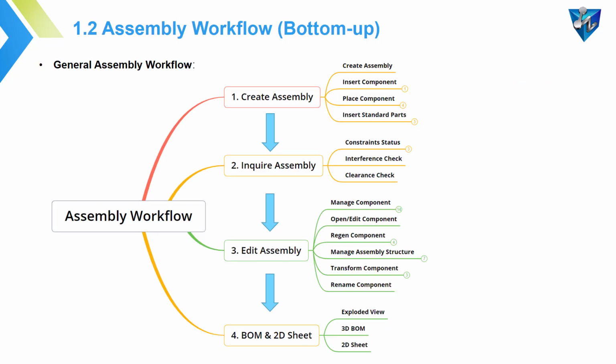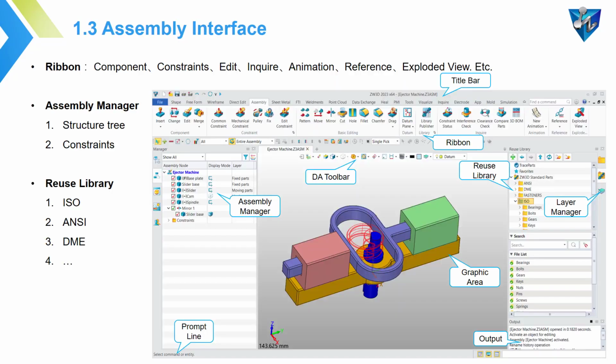And for bottom-up design, here you can see a general workflow. First one is create assembly. Step 2 is inquire assembly. Step 3, edit assembly. The last step is BOM and 2D sheet. And as you can see, for each step, there will be some subtopics inside. We will cover them in the later pages. Okay, after the assembly workflow introduction, next let's take a look at the assembly interface.